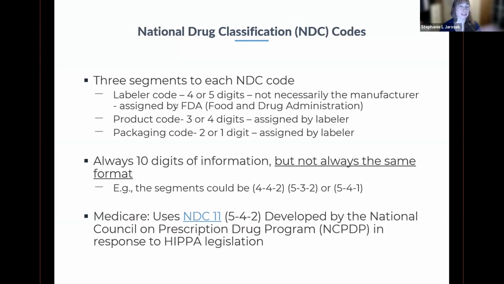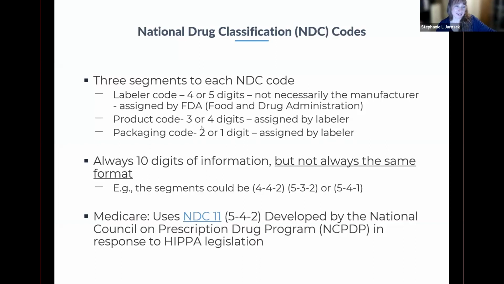I should say NDC codes in general, this is how they work, that there's a labeler code, which is going to be 4 or 5 digits. It's not necessarily the manufacturer, it's the one who's labeling the drug. And then we have a product code that could be either 3 or 4 digits, and that would be assigned by the labeler. So unfortunately, you can't just say, well, if I know the product code, I can find all of this type of drug. Different labelers will use different product codes for the same drug. And then there's a packaging code, which will be either 2 or 1 digit assigned by the labeler.